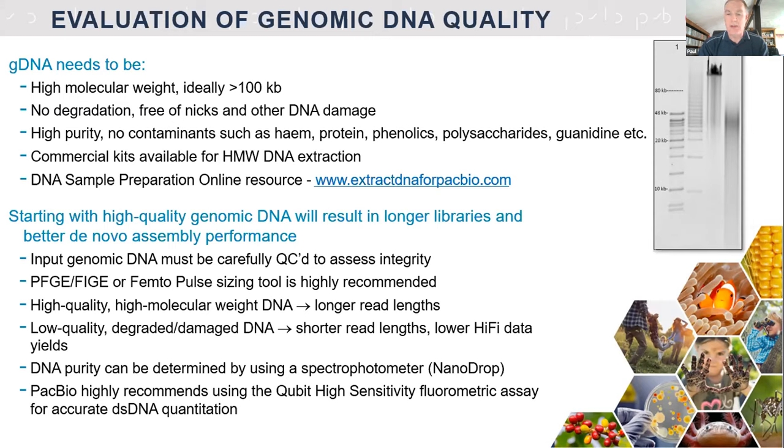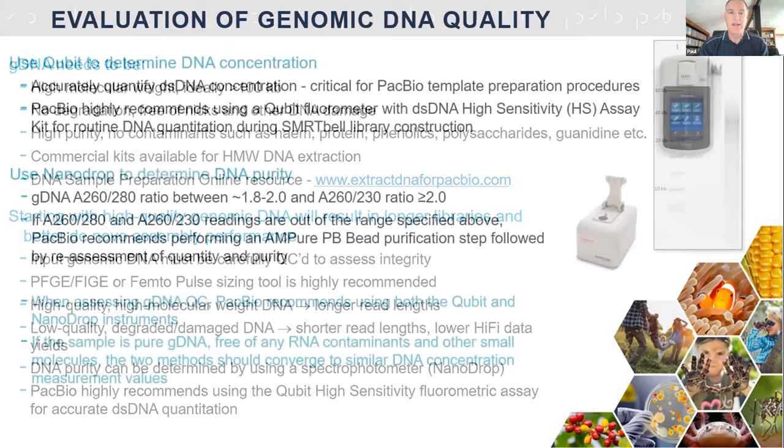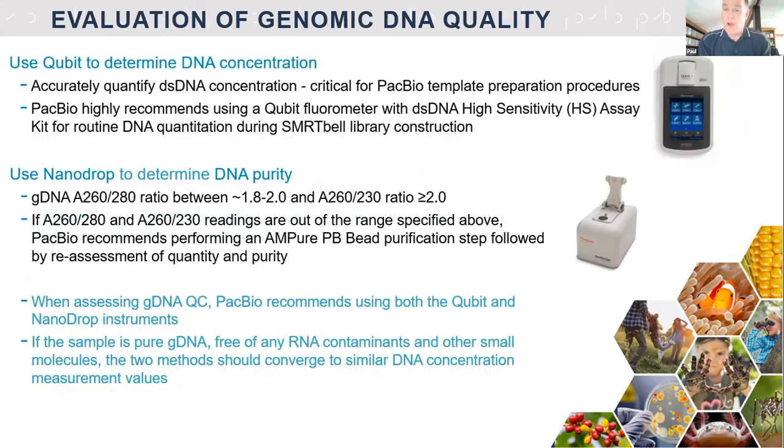And we'll move on to a couple of things about instruments that we can use for QC. So for concentration measurement, we recommend using a Qubit. It's a fluorimeter effectively, so it's a fluorescent, high sensitivity assay. It's going to measure specifically the double-stranded DNA concentration in that solution. So it's a very accurate measure of your starting material, and that's important.